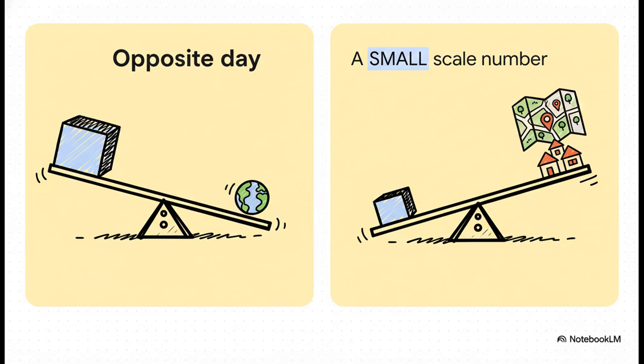Now, this scale thing can really trip people up. So here's the secret. It's basically opposite day. A really big number in the scale, like 1 to 1,000,000, means you get small detail. And a small number in the scale, like 1 to 1,000, means you get large, super zoomed-in detail. Just remember that. Opposites attract.